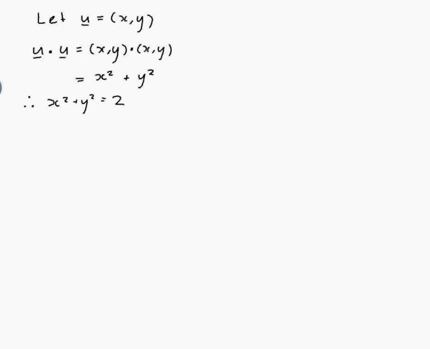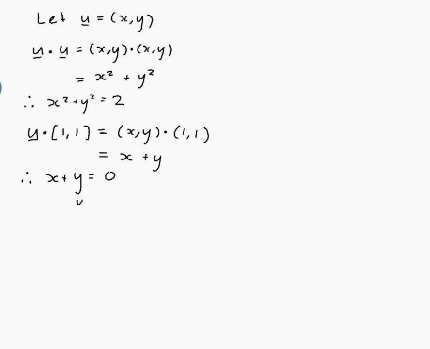Alright, let's do u dot (1, 1) now. u dot (1, 1) is equal to (x, y) dot (1, 1), which would be x times 1, which is x, plus y times 1, which is y, and that's supposed to be equal to 0, so therefore x plus y is equal to 0. So we could rearrange that to get y is equal to minus x.